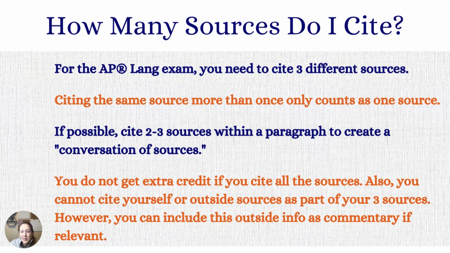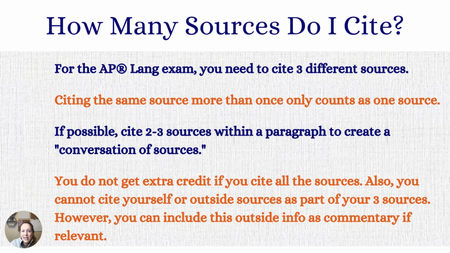For each synthesis prompt, you're typically provided with anywhere from 6 to 8 sources. So using 3 of the sources is approximately half of the ones provided. You do not actually need to use all of the sources given. This might be a little bit different than what you hear in other AP classes. For instance, sometimes in AP history classes, students are encouraged to cite all the sources, but AP Lang is a little bit different. You don't get any bonus point or extra credit if you cite all the sources. It is not part of the rubric to cite all the sources.